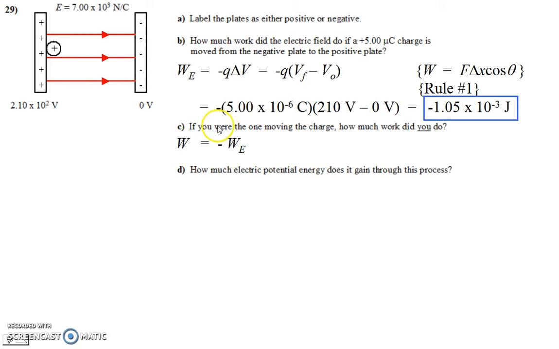Which brings us to letter C. If you were the one moving the charge, how much work did you do? Well, now we apply that idea. The work that you do is the opposite of the work done by the field. So literally just take this amount and take the opposite sign.